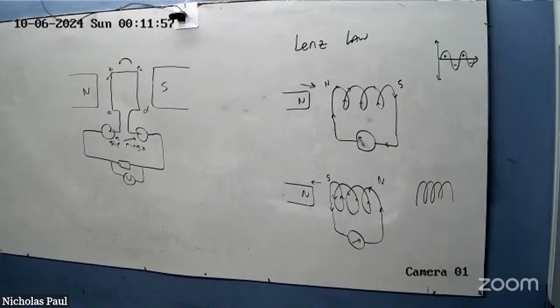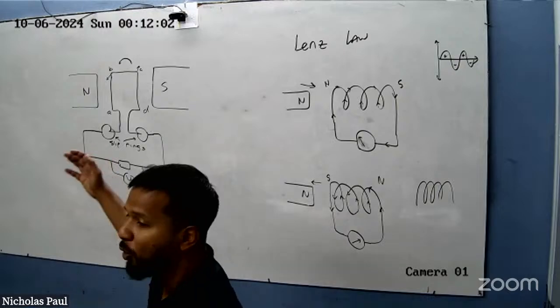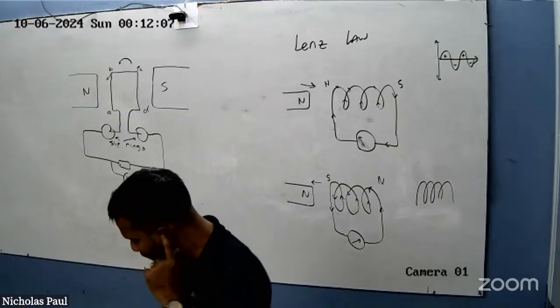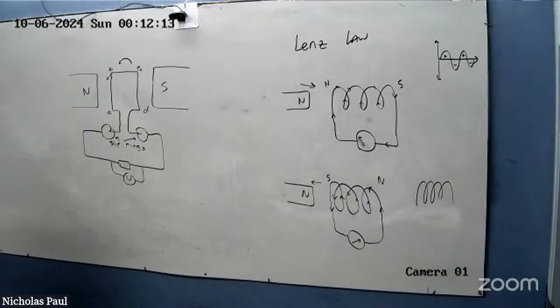Right, so we want to explain how the generator works. This is called, make a little note, a simple AC generator. Why is it called a simple AC generator? Because it's producing AC current, right?